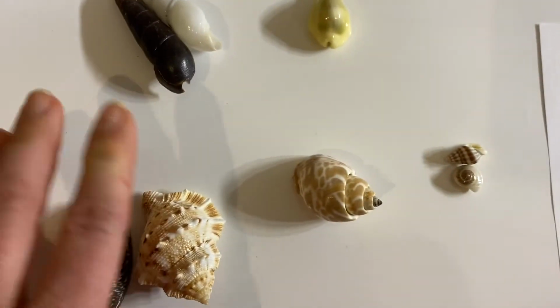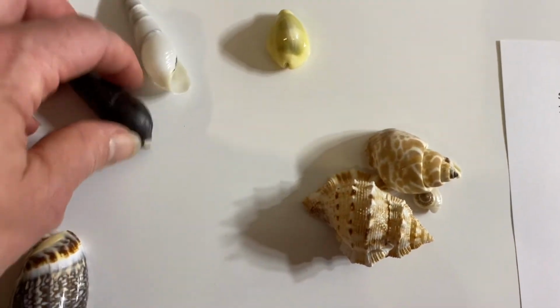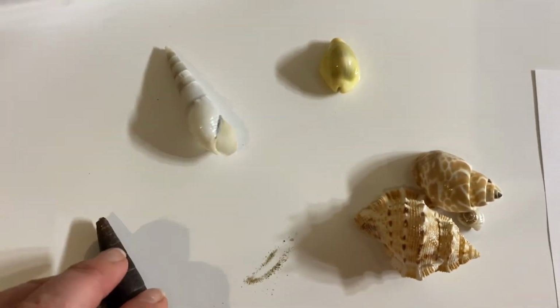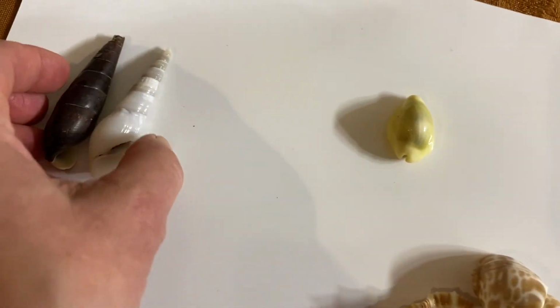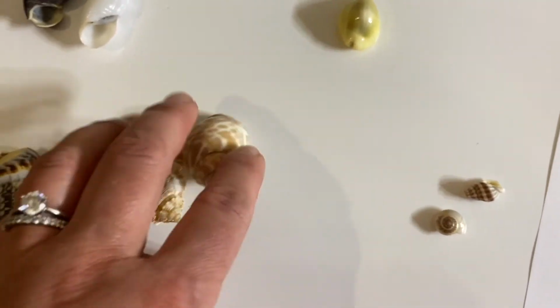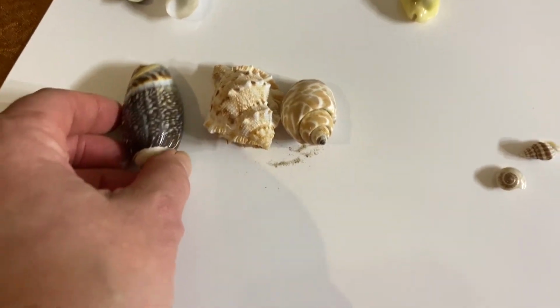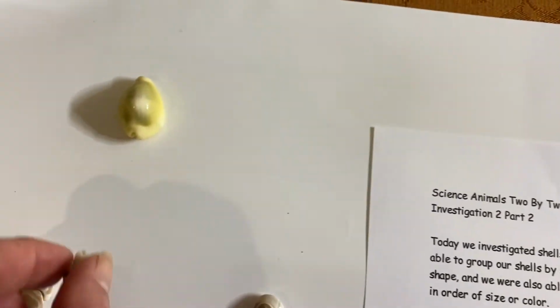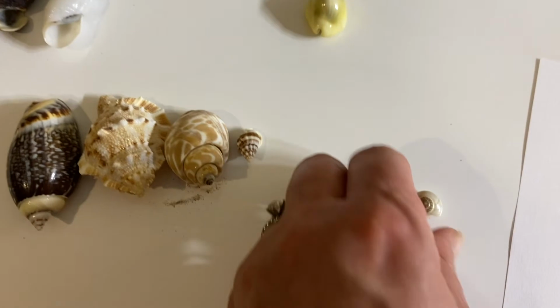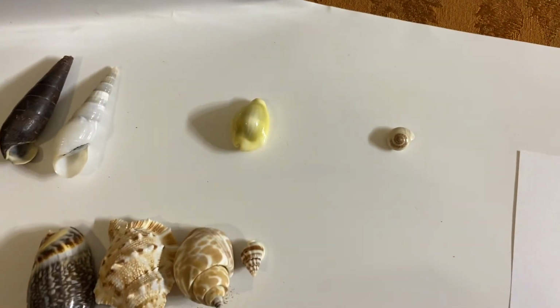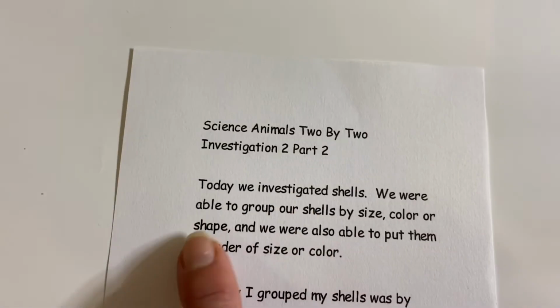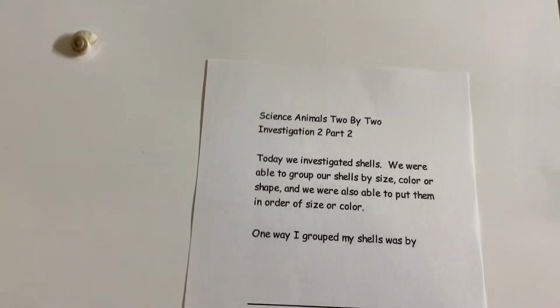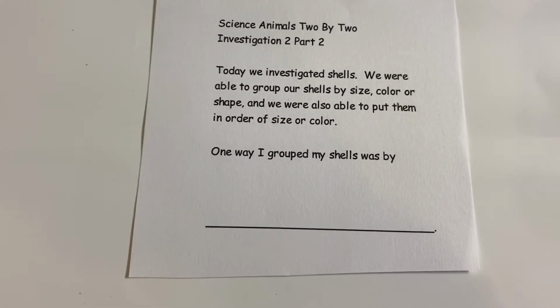Color, so we just got done doing that with the brown and the dark and the white and the yellow. Or shape, so we did that too. We put the shapes together that were sort of the same. These guys are kind of the same. This is kind of the same shape as these. And these guys are definitely different. And we were also able to put them in order of size or color. Remember, we made them big to small?